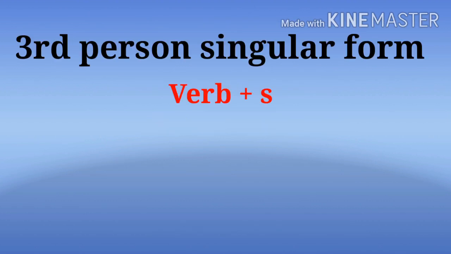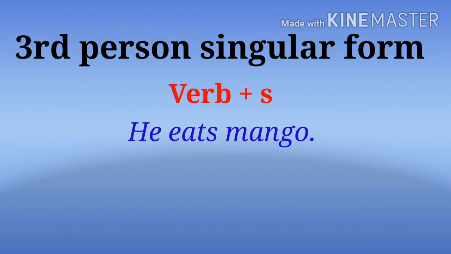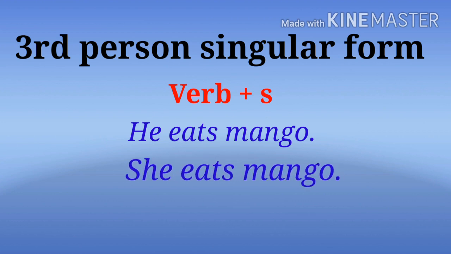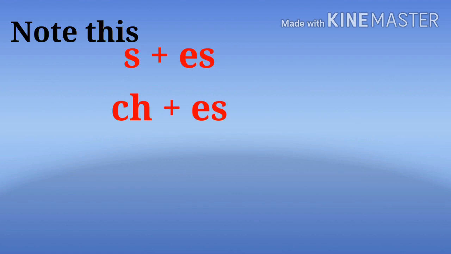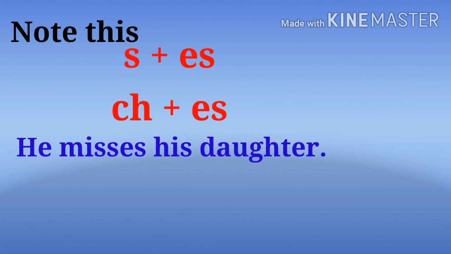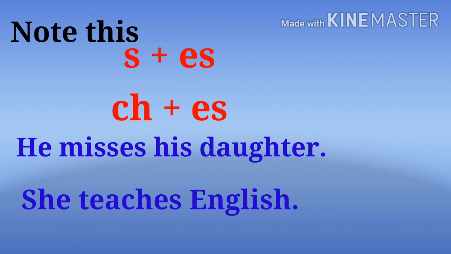But with the third person singular form, with the present form of the verb, we add s. For example, he eats mango. She eats mango. It eats mango. Children, note this. If a verb ends with s or ch, then add es to it. For example, he misses his daughter. Here the verb miss ends with s, so add es to it. Next example, she teaches English. Here the verb teach ends with ch, so add es to it.